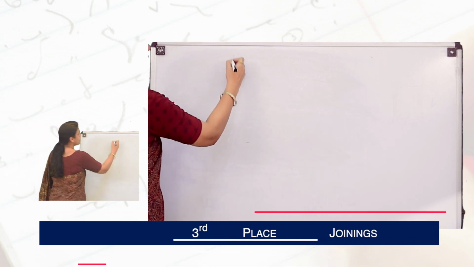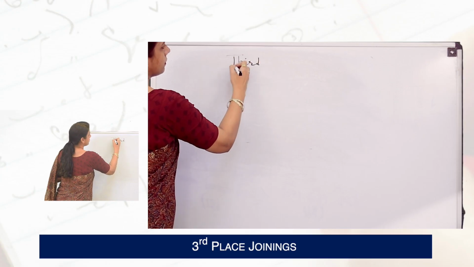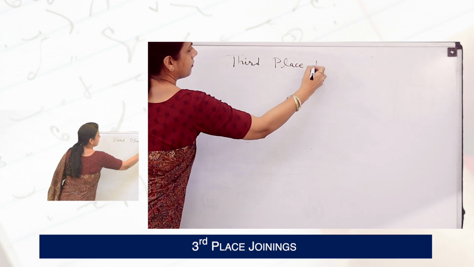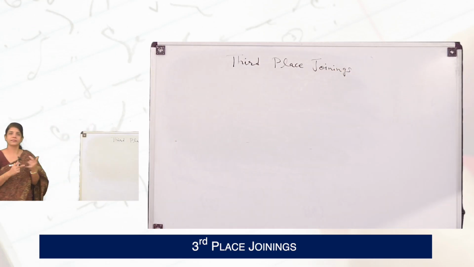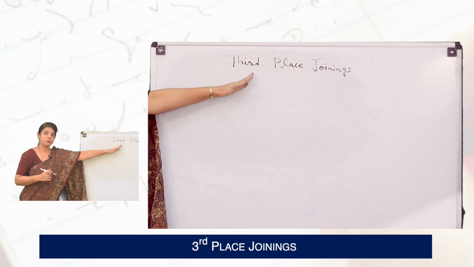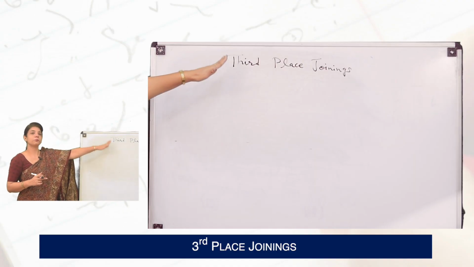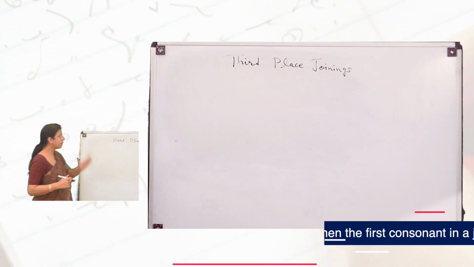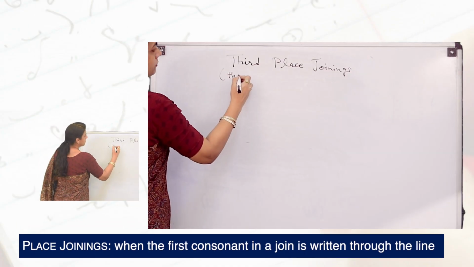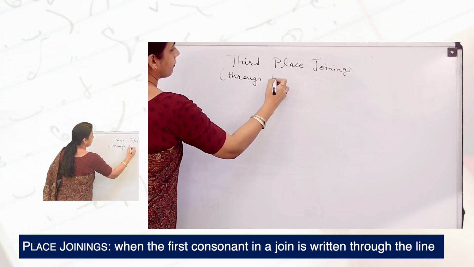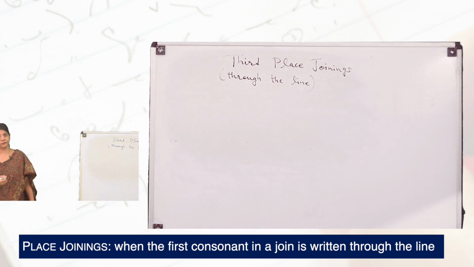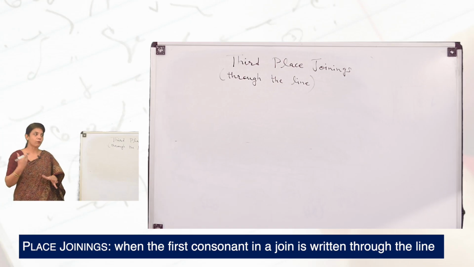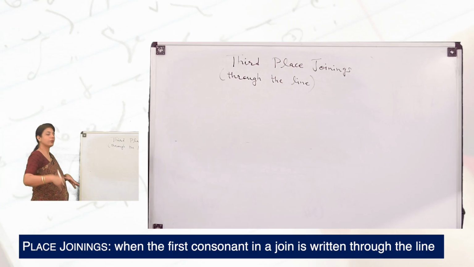So now to begin with the next place, that is third place joinings. We have done second and first. Now there is one more place which is called the third place. Now joinings at third place means through the line. Now what do we mean by making the consonant through the line?